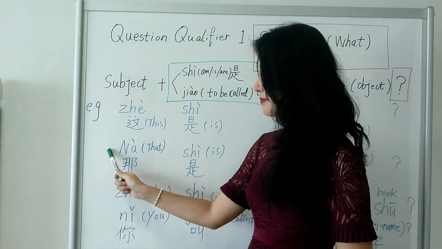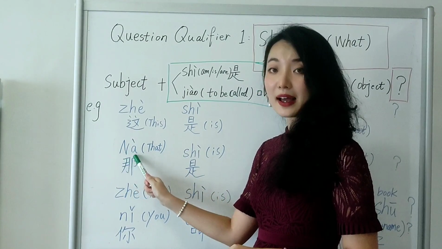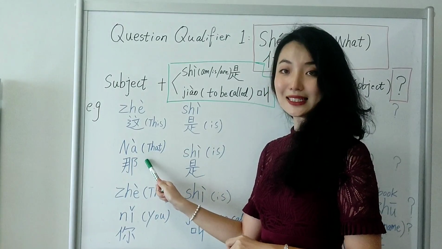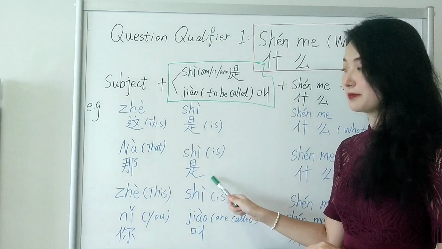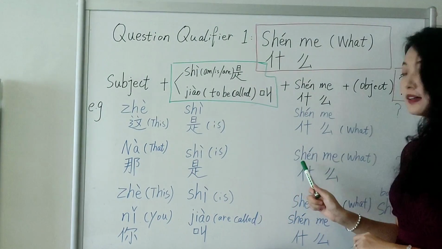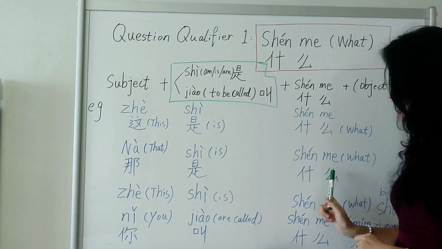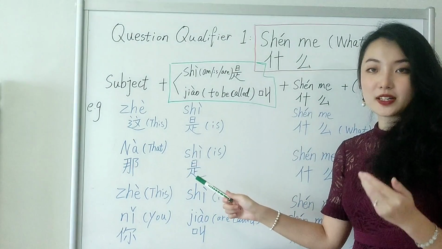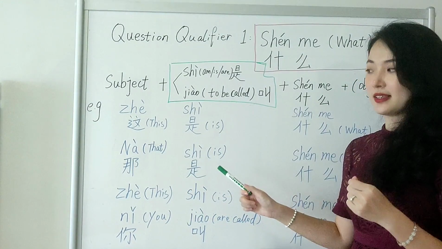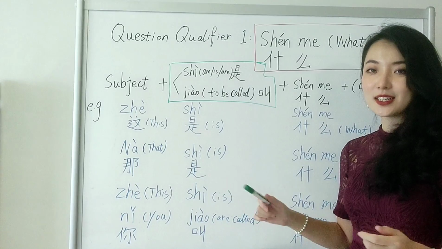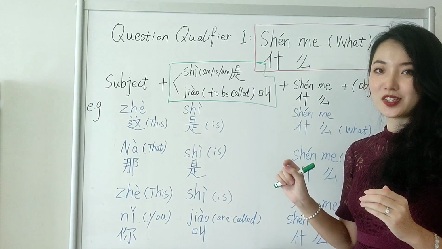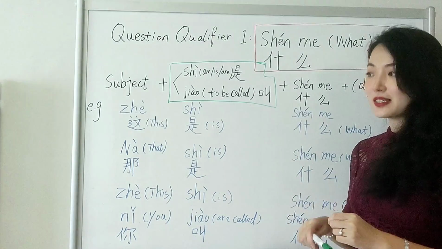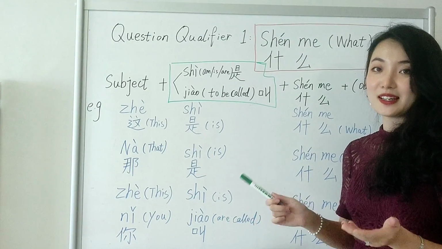And the second example is 那 means that. 是 here means is, right? And 什么 what. And if we translate literally, it means that is what. As you can see, it's in a statement order, right? Although it's a question. So that means what is that? What is that?